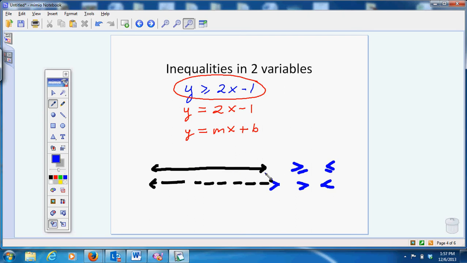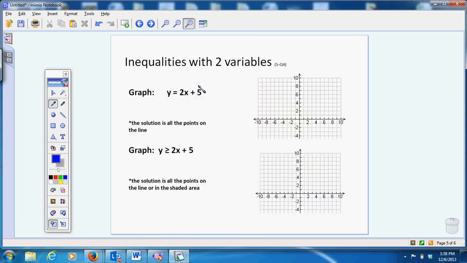Again, if they're solid, then the inequality symbol has an or equal to sign in it. If it's dashed, then there's not an or equal to sign. For example, this problem here would have to be a solid line because of the fact that we have an or equal to. Let's take a look.